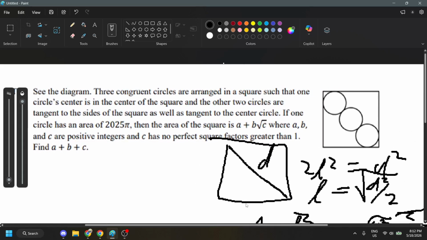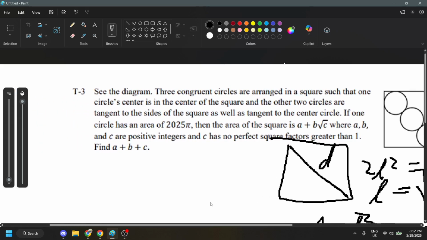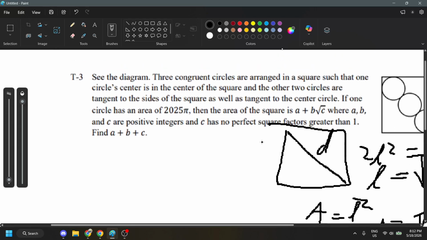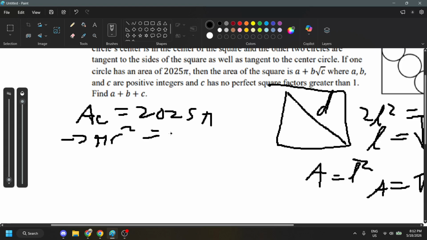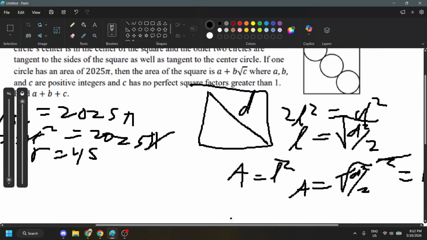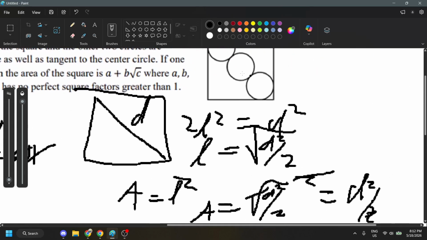Okay, so we know the area of the circle is 2025 pi. That means that pi r squared is equal to 2025 pi. Cancel these out, r is equal to 45. So the radius of each of these circles is 45. Now we just need to find d.